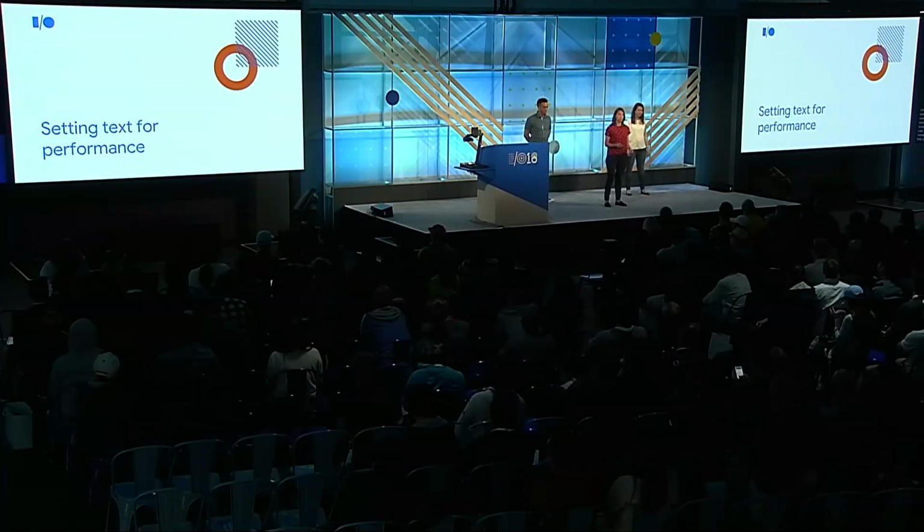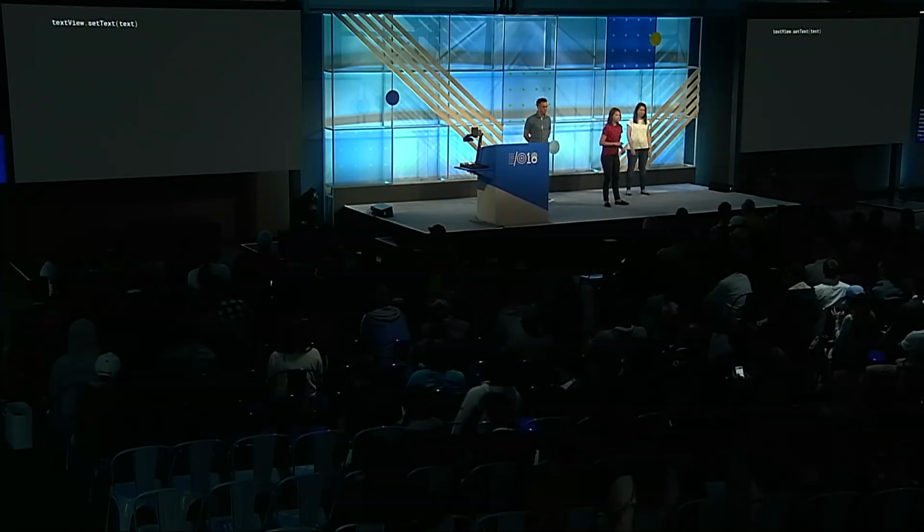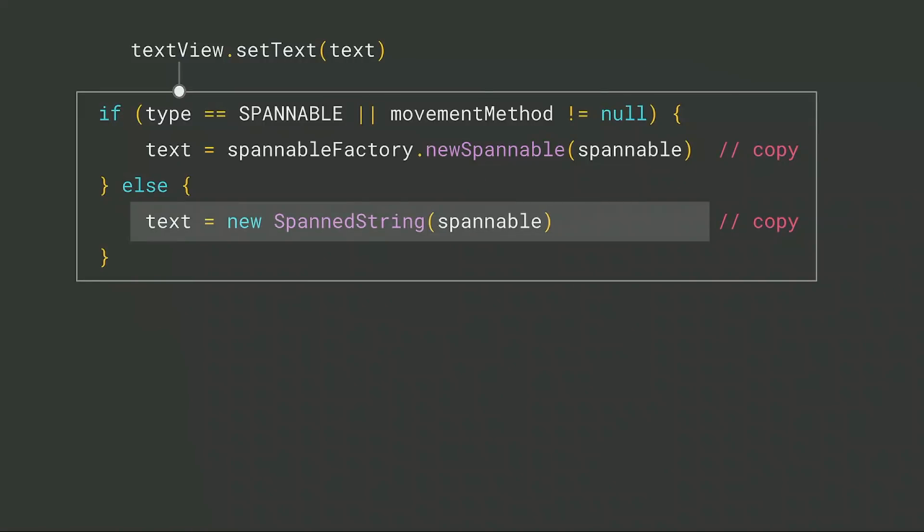OK, I think it's time we actually set the text, but in a performant way. So setText, I think, is the most commonly used method. And it's great for text views that don't change, so when both the text and the markup attached to it are immutable. Under the hood, the text view creates a defensive copy as a SpannedString. So this means that if you're changing the original reference, the text view doesn't update.